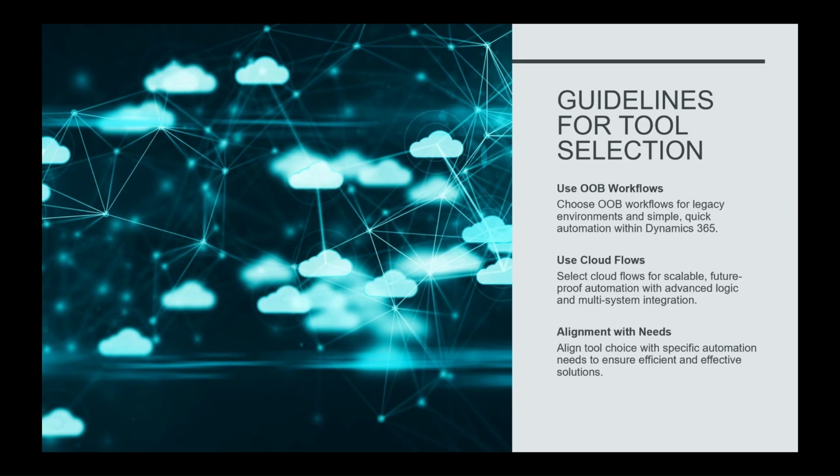Now let's understand when to use what. Use out-of-box workflows when you are in a legacy environment, you need quick, simple logic within Dynamics, and you don't need external integrations. And use cloud flow when you want a scalable, future-proof automation, you need to connect across systems, you want advanced logic and Copilot support, and you are building new apps or modernizing existing ones. Align your choices with your specific needs to ensure efficient and effective automation.